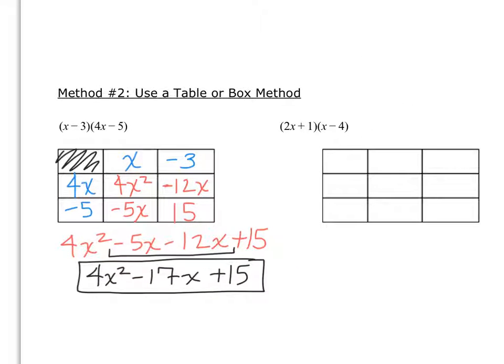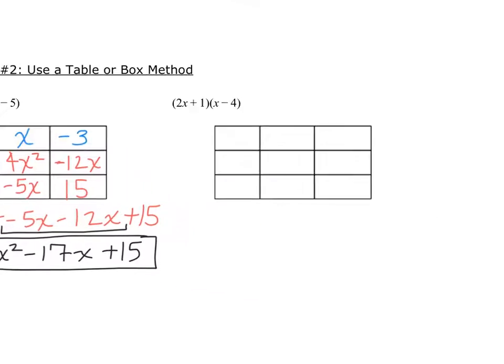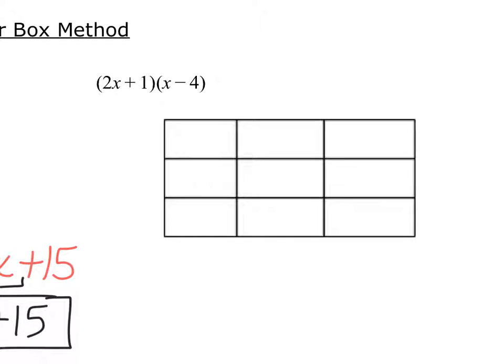All right. I want you to try that second example: 2x plus 1 times x minus 4 using the box method. We're going to review it in just a moment. So the first thing I'm going to do is fill in my box. I'm not using that top left box. What did y'all put in the top row? 2x and 1. And then in the left column, x and negative 4. Beautifully done.